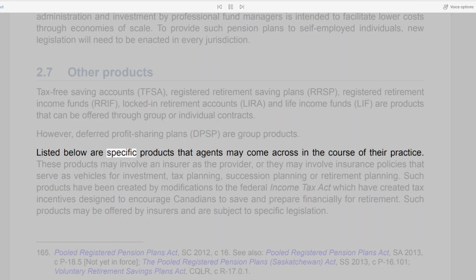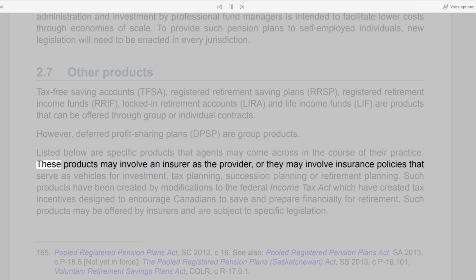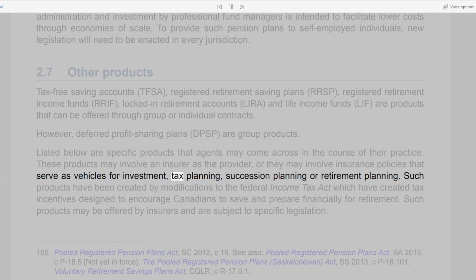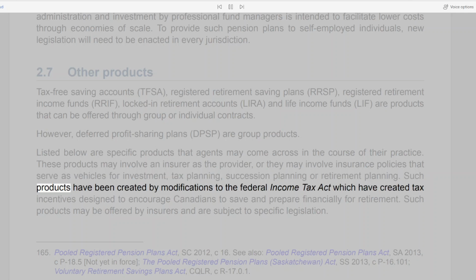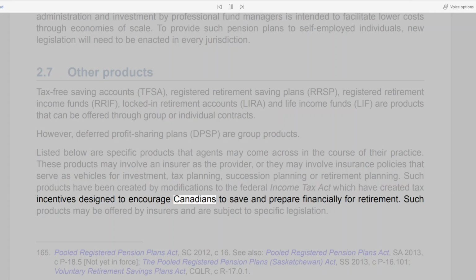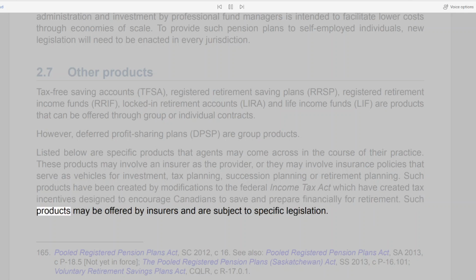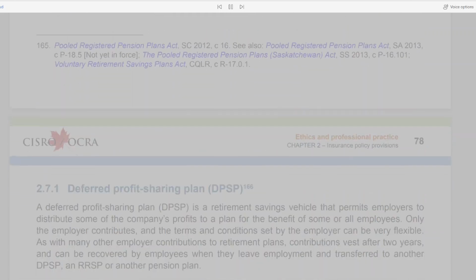Listed below are specific products that agents may come across in the course of their practice. These products may involve an insurer as the provider, or they may involve insurance policies that serve as vehicles for investment, tax planning, succession planning, or retirement planning. Such products have been created by modifications to the Federal Income Tax Act, which have created tax incentives designed to encourage Canadians to save and prepare financially for retirement. Such products may be offered by insurers and are subject to specific legislation.